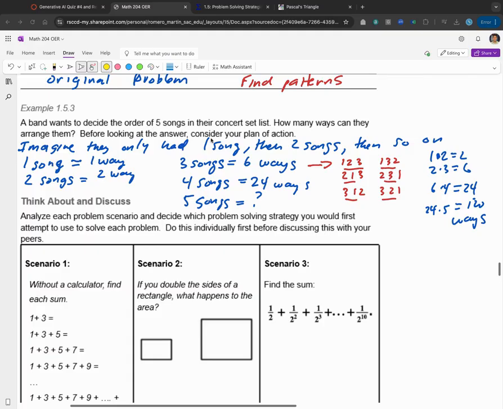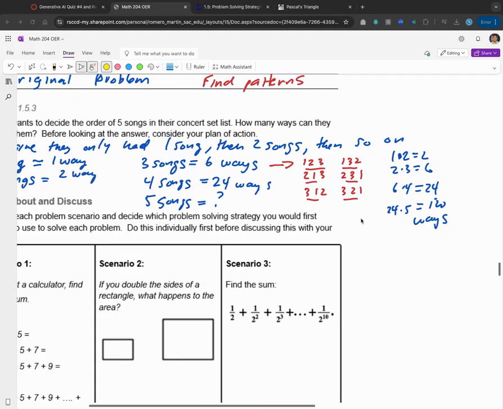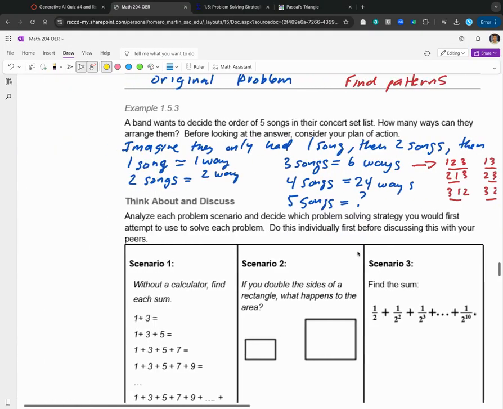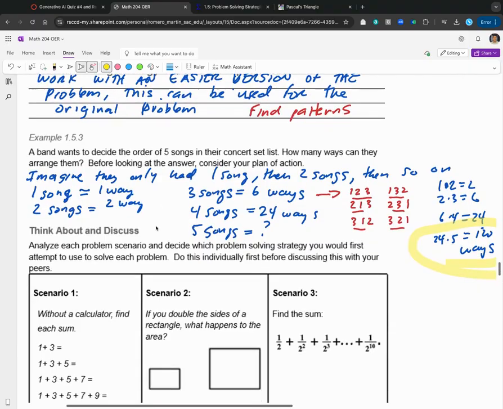But in this case, let's say there's 5 songs. How many different ways? And again, this is a simplified version of a more complex problem. How many different ways can they play those 5 songs in what order? Turns out to be 120 ways, as you will see over here. And that comes from just a pattern, but starting with a simpler problem.